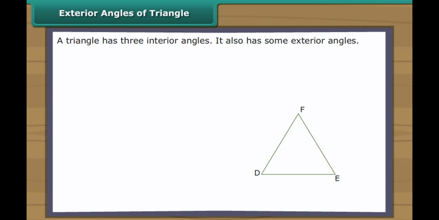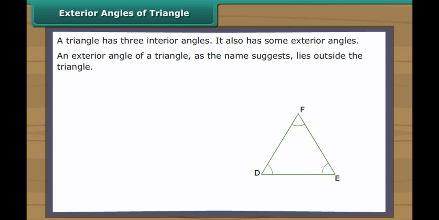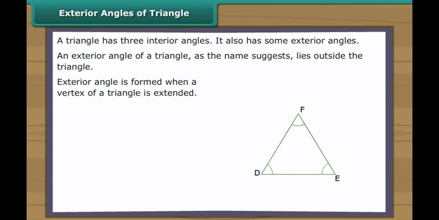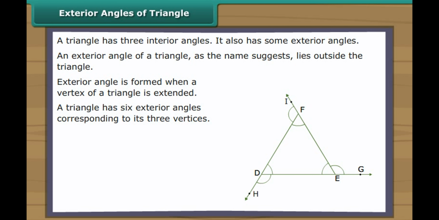Exterior angles of triangle. A triangle has three interior angles. It also has some exterior angles. Let us take a look at them now. An exterior angle of a triangle, as the name suggests, lies outside the triangle. Exterior angle is formed when we extend a vertex of a triangle. A triangle has six exterior angles corresponding to its three vertices.